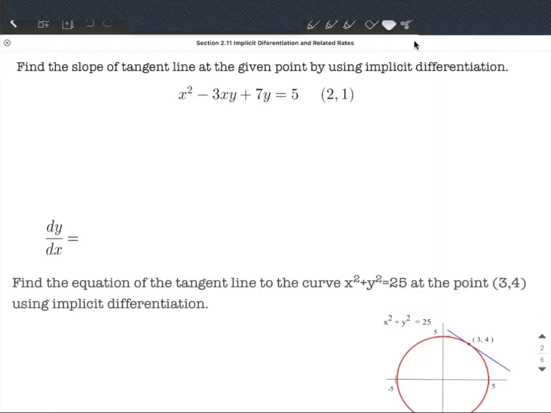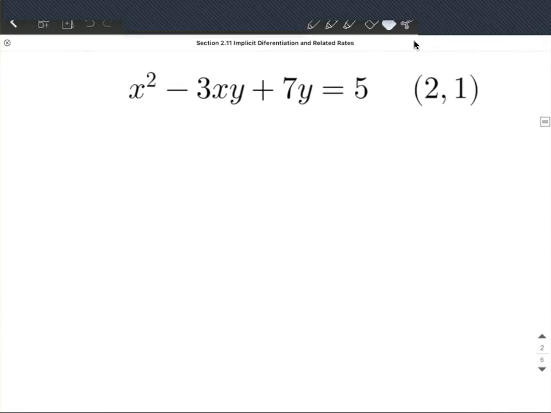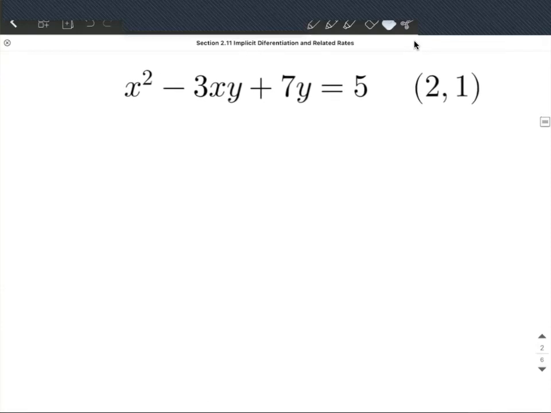Okay, we're going to find the slope of the tangent line to this function at the point (2, 1), and we're going to use implicit differentiation to do so. This is a little bit of a tricky one, but as we get going, we're going to go one term at a time and take derivatives based on each one individually.